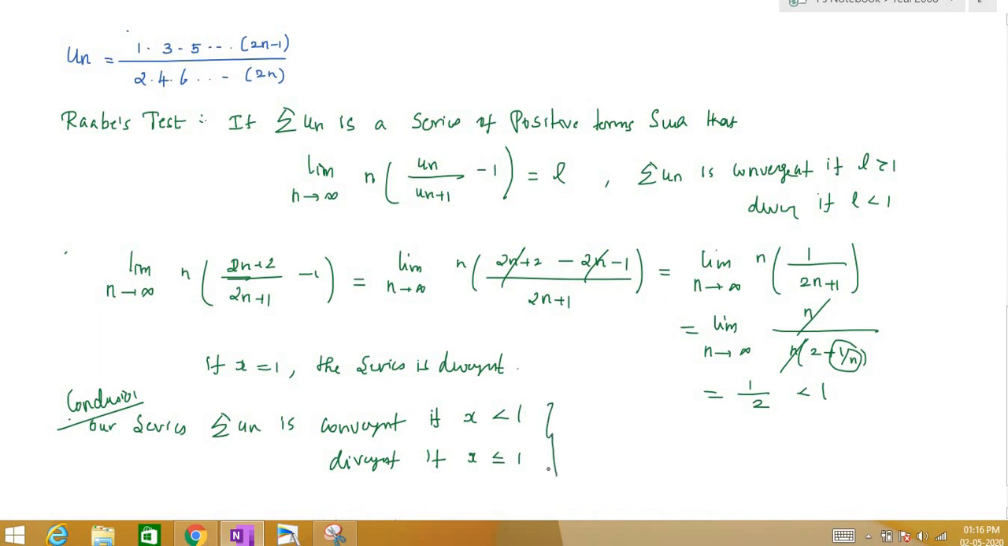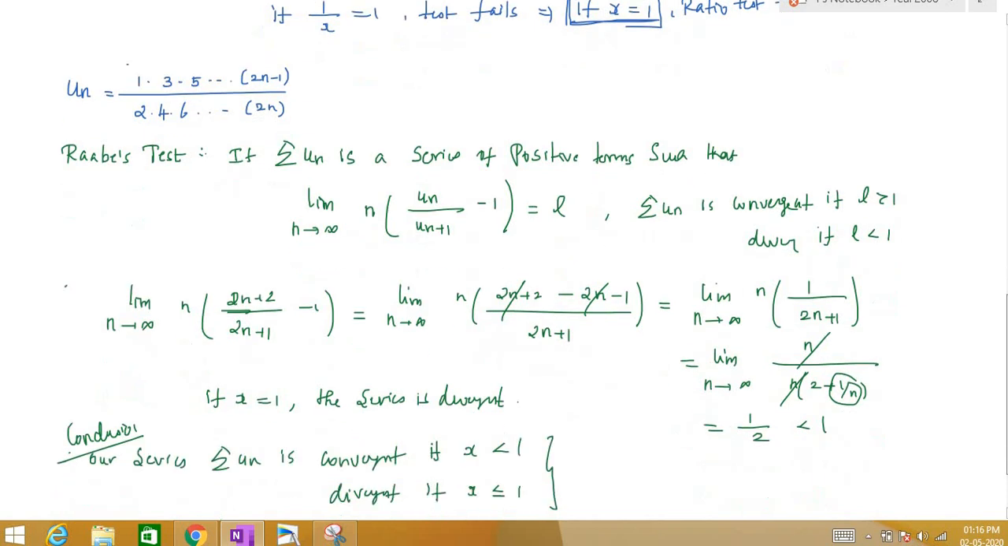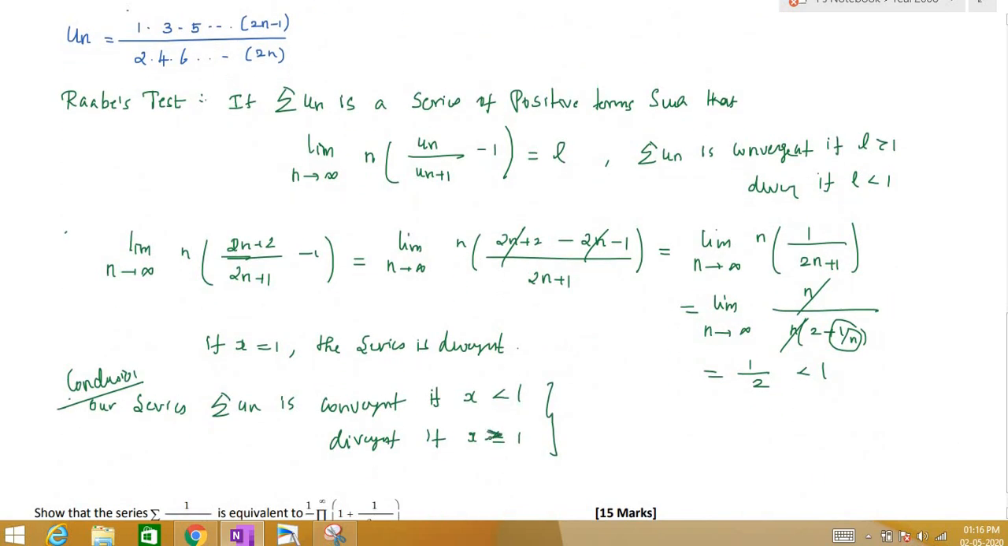So that's our problem, right? For what values of x we need to check whether the series is convergent or divergent. Whenever x is less than 1, the series will be convergent, and it will be divergent if x is greater than or equal to 1. When x is equal to 1 also it is divergent, and greater than 1 also it is divergent. So whenever x is strictly less than 1, it is convergent, and whenever it is greater than or equal to 1, it is divergent. So that's it for our problem.